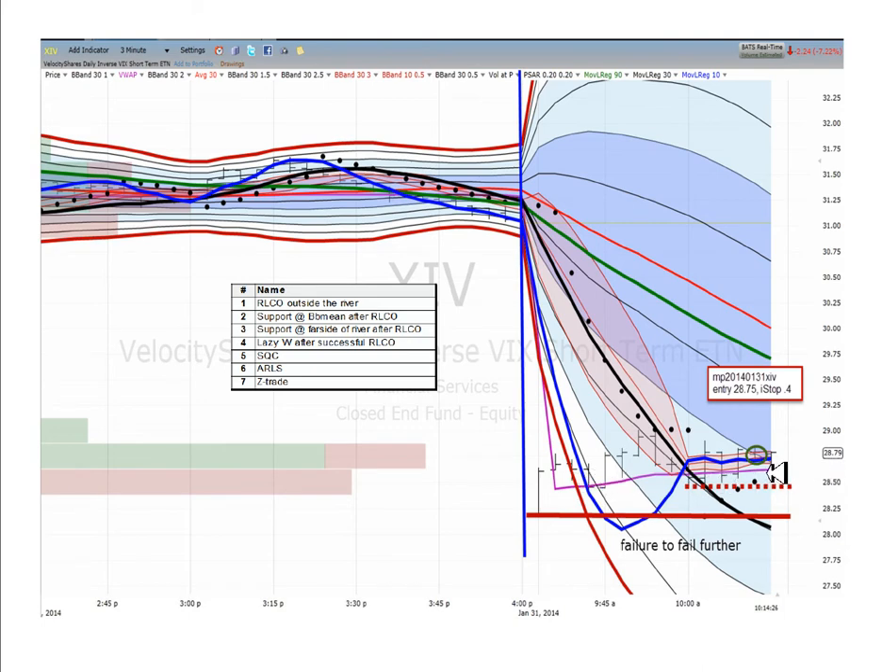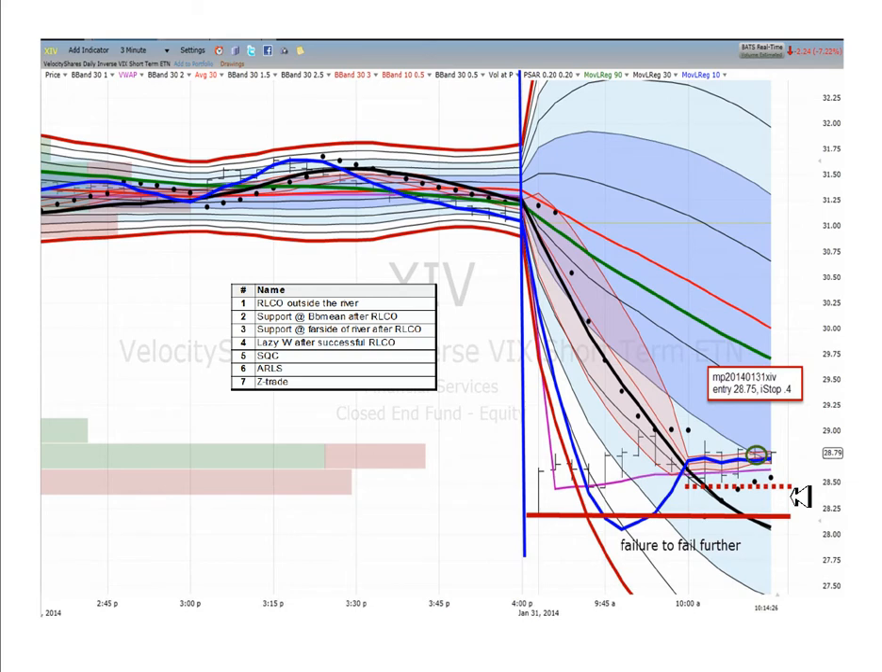And so my entry on this one is at 28.75 as price enters the river on failure to fail further. I'm using a 40-cent stop on this one, although it's not unusual for me to use 20 cents under different circumstances. But we got an RLCO outside the river, price entering the river, failure to fail further. On this one, on the dotted line, I will actually stop and reverse at 28.50.